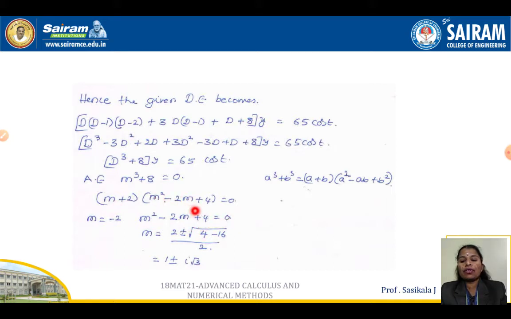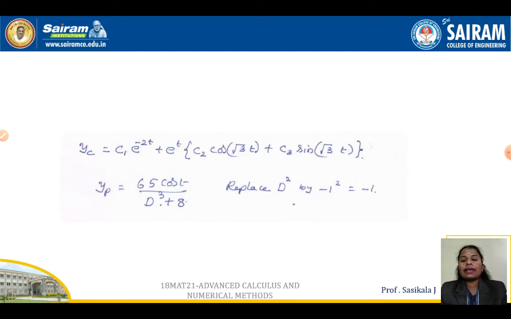Either this will be 0 or that will be 0. m plus 2 equal to 0 will give m is equal to minus 2. So for the other factor, you can apply the formula minus b plus or minus root of b square minus 4ac, or you can use your calculator to get it. So m will give 1 plus or minus i root 3. Now you can get a complete solution.